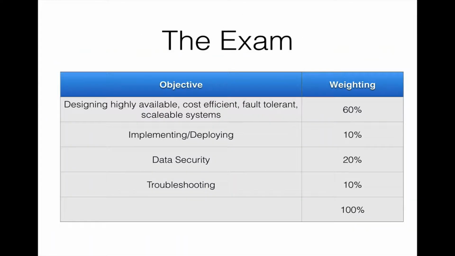So if we have a look at the exam blueprint, 60% of the weighting was designing highly available, cost-efficient, fault-tolerant, scalable systems. We've covered that off in great detail. We've done implementing and deploying. We've done a bit of troubleshooting whenever something's gone wrong on my screen.